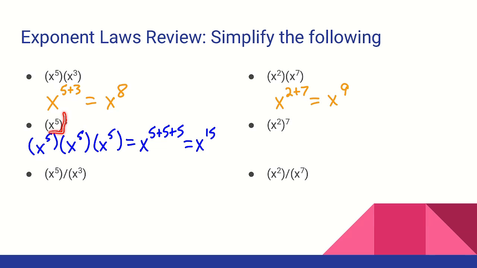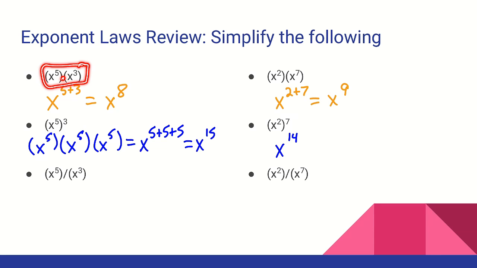So that's when you have a base raised to a power, and then that whole thing is raised to some other power. You multiply the exponents there. So in this one, same idea. It would be x squared times x squared multiplying itself 7 times, or just take that 7, multiply by the 2, and you get x to the 14th.